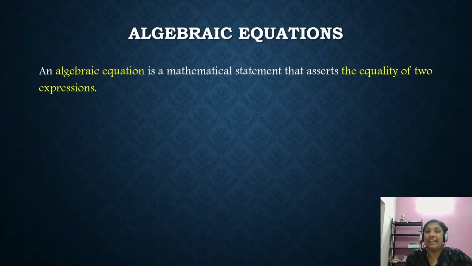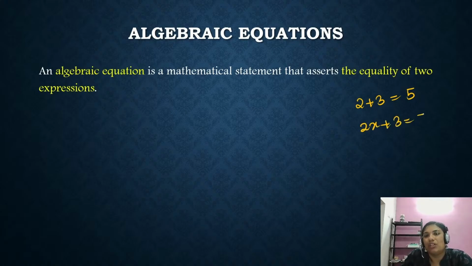Now comes the next important topic, algebraic equations. Okay, so what do you mean by equation? Simple definition is a mathematical statement containing an equal to sign, right? 2 plus 3 is equal to 5. This is an equation. Okay. And if you add some variables to it, 2x plus 3 is equal to 5.